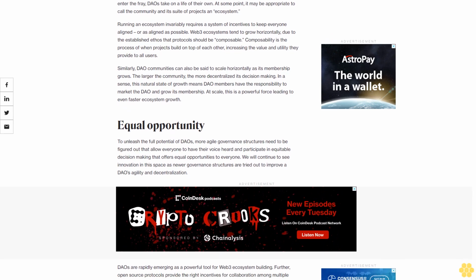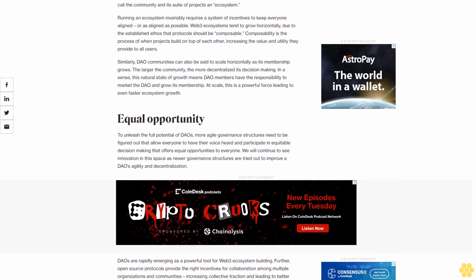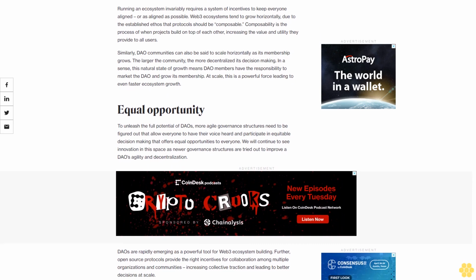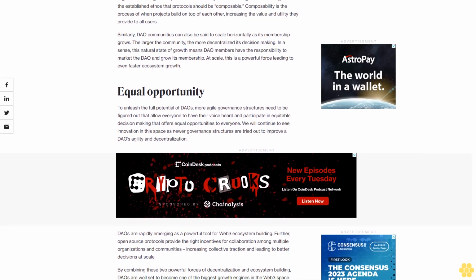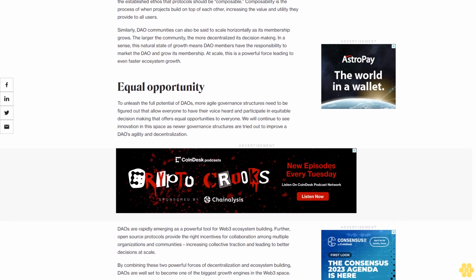The larger the community, the more decentralized its decision-making. In a sense, this natural state of growth means DAO members have the responsibility to market the DAO and grow its membership. At scale, this is a powerful force leading to even faster ecosystem growth.